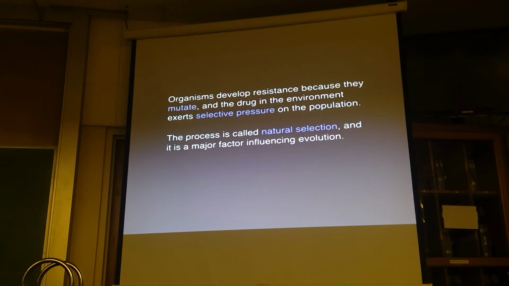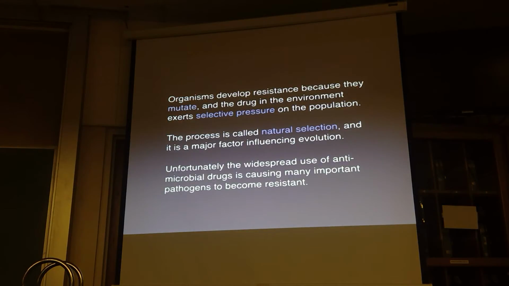So again, this is natural selection, where you have organisms, they experience mutation. If there's a selective pressure in the environment, which in this case is some antimicrobial drug, the cells that are susceptible to the drug die, and the ones that are left are the ones that survive, and they then change the population because they're the survivors. And this is happening over and over and over again.